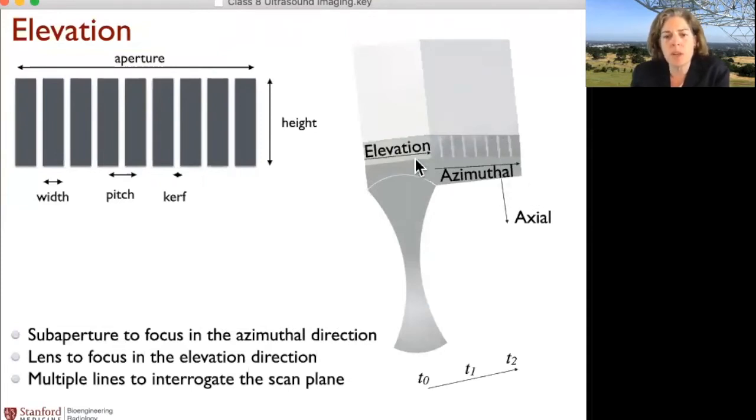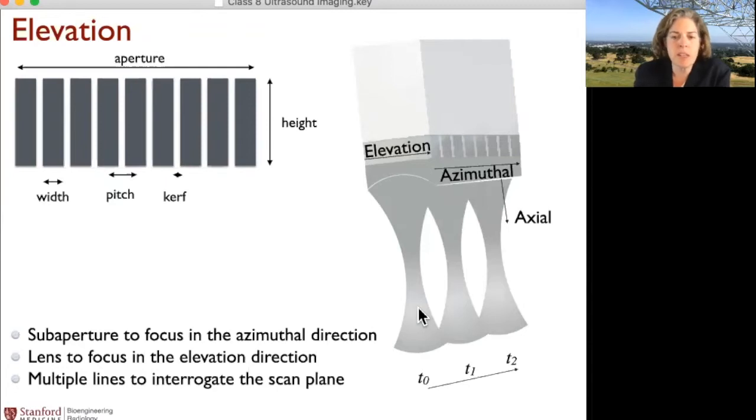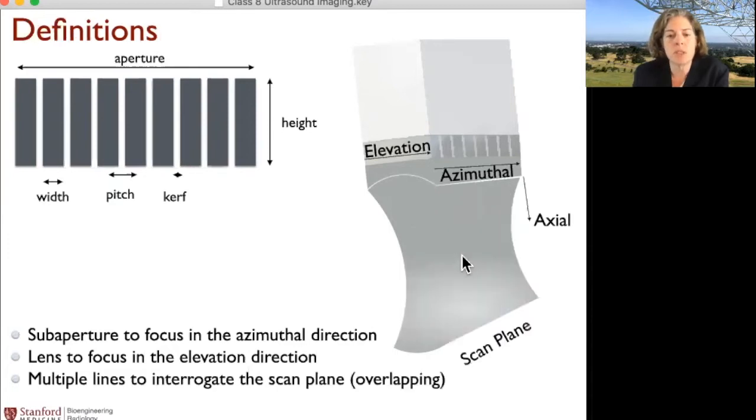We didn't really talk too much about the elevation direction, which is sort of like the slice thickness direction. And typically you use a lens in front of the transducer elements in order to do some focusing in that direction. And so that's the basic idea. So when you scan multiple lines to interrogate the whole scan plane, you'll do one line after another. Here they're kind of spaced out. Of course, we're not actually going to do that. We're going to do overlapping beams, and then they're going to be much closer together so you don't see any gaps. And we get an overall scan plane that looks something like this.